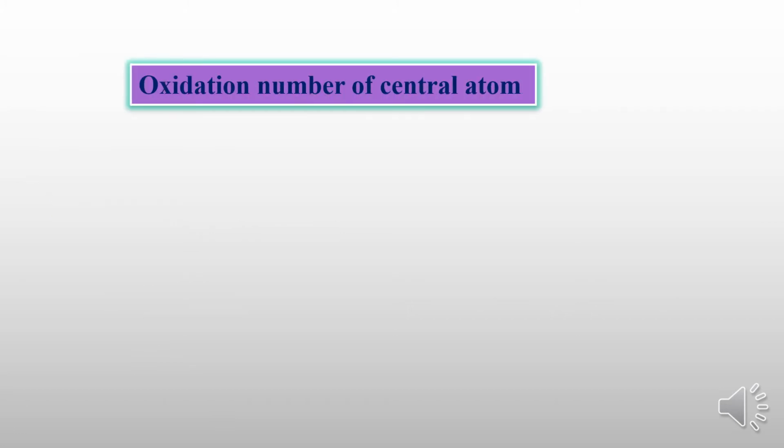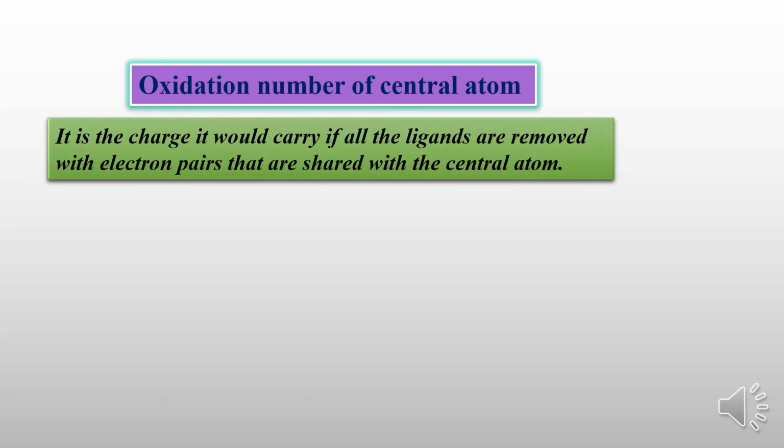Now, the oxidation number of the central atom. Here we'll calculate the oxidation number of a central atom. Oxidation number, as we already know, is the charge it would carry if all the ligands are removed with the electron pairs that are shared with the central atom. So we are removing all the ligands with whatever electrons they have shared.